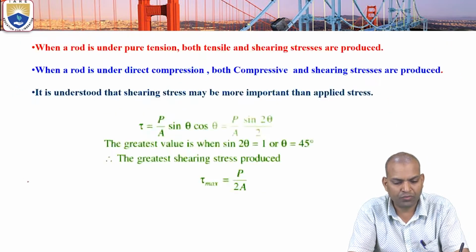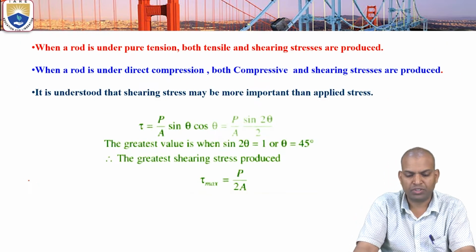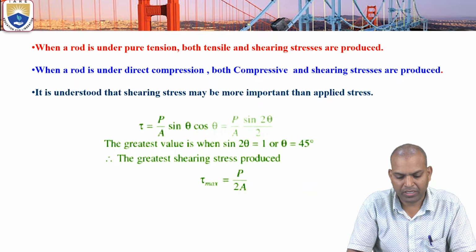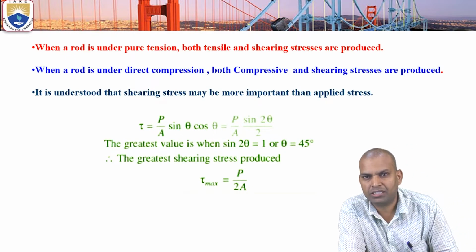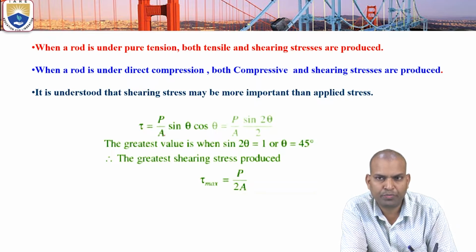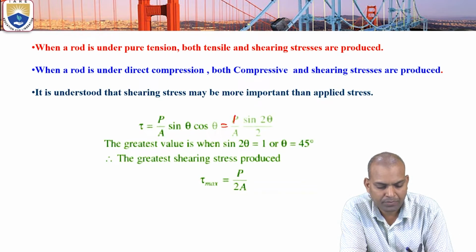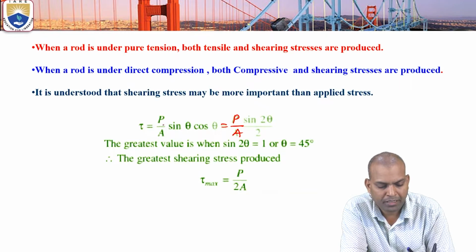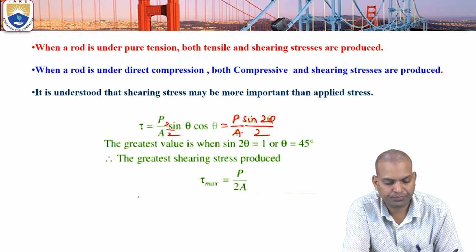So for that we have to find out the maximum shear stress. For that, the shear stress equation is tau equal to P by A sin theta cos theta. That is nothing but P by A multiplied by numerator and denominator by 2. Then 2 sin theta cos theta is sin 2 theta, so tau equals P by 2A times sin 2 theta.